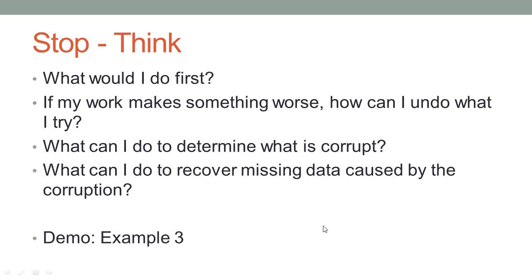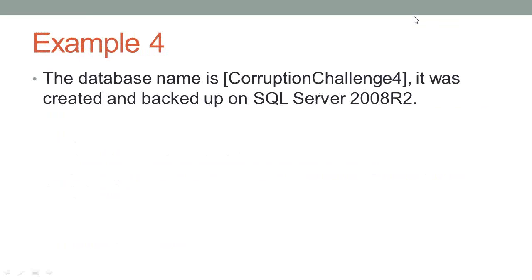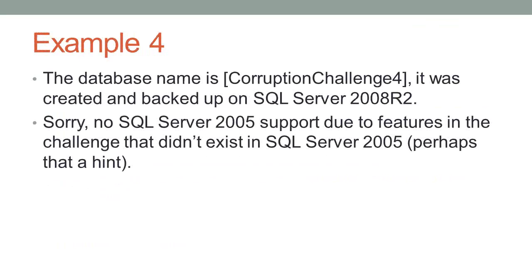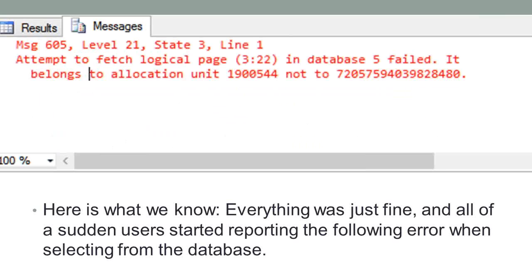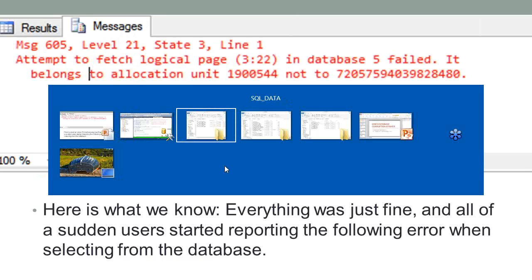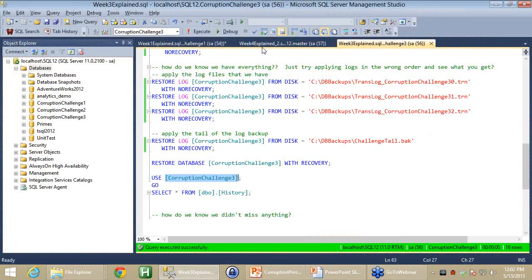So, yeah. Okay, so next, I was told I could go over a little bit here. I've got a fourth challenge I'm going to go through very quickly. This is one that was backed up on SQL Server 2008 R2. The database is named Corruption Challenge 4. It was created and backed up on SQL Server 2008 R2. Here's what we know. Everything was just fine, and all of a sudden, users started reporting the following error when selecting from the database: attempt to fetch a logical page failed. Let's take a look at that one real quick.